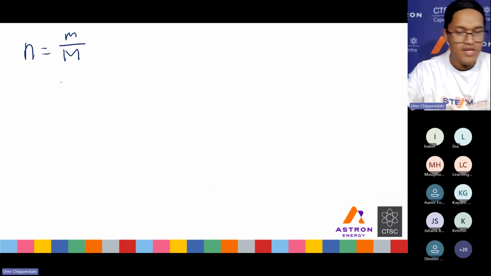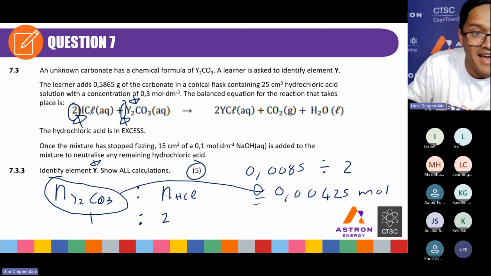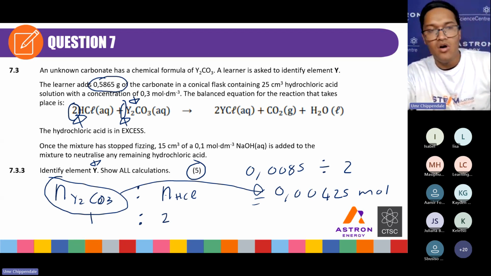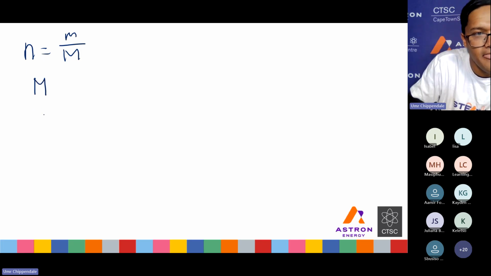Now, were we given any of these? The answer is yes. We were given the mass over here. As you can see, it's in grams. So we have the mass and we have the number of moles. So therefore, we can then try and calculate what the molar mass is. So we'll make the molar mass the subject of the formula. So M is equal to your mass divided by your number of moles.